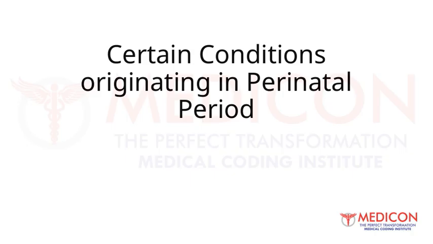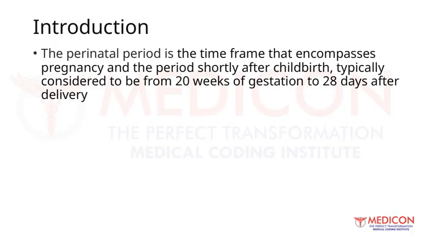Let's get started. Today, I want to introduce you to the concept of the perinatal period. This is a crucial time that covers both pregnancy and the period shortly after childbirth. It generally spans from around 20 weeks of gestation, that's about halfway through pregnancy, up to 28 days after the baby is born. This time frame is incredibly important because it's when a lot of key developmental and health-related events happen. Understanding this period helps us better support both the mother and the newborn, ensuring healthier outcomes.